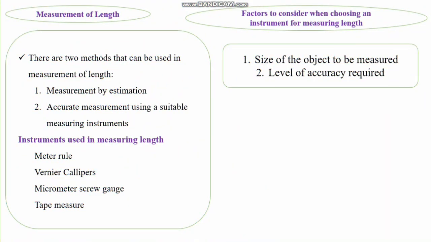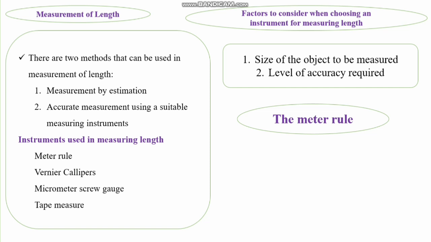The second factor is the level of accuracy required. If very accurate measurements are required, we use instruments such as the micrometer screw gauge. However, if a high level of accuracy is not required, we can even use the estimation method, because estimation is just used to give a quick assessment of the quantities.